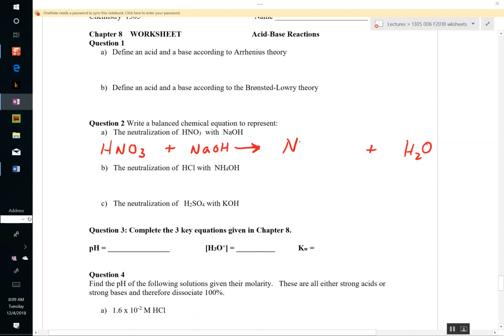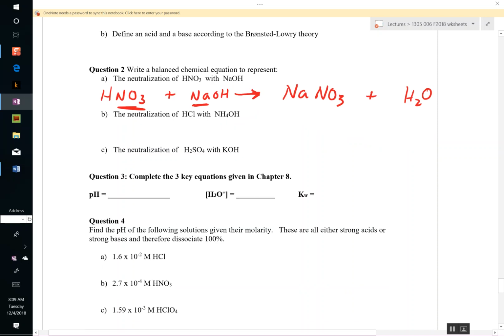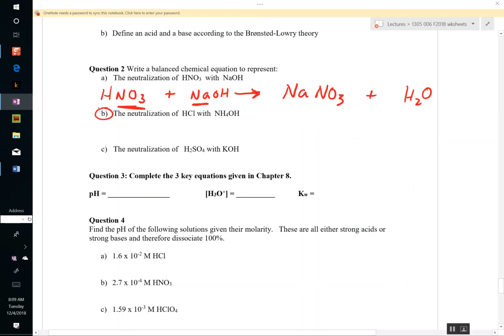Sodium nitrate. So you're taking the positive ion from the base, the negative ion from the acid, and forming the salt. Sodium nitrate. And that actually is balanced right there. I'll leave B for you to do. That should balance out real easily. Go ahead and do B right now.